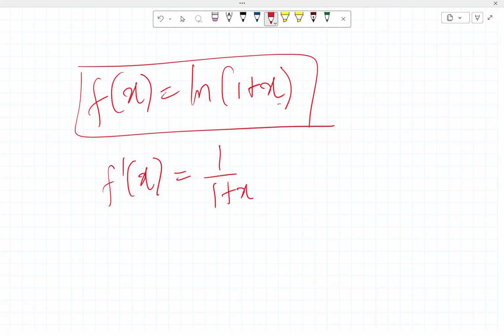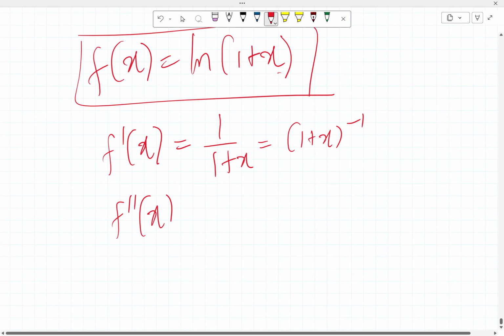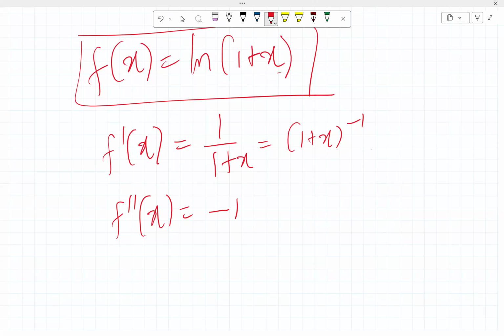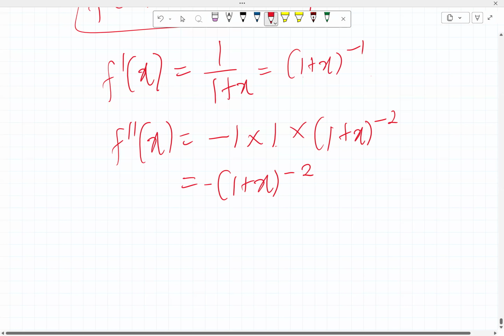And then, of course, that's the same thing as having (1 + x) raised to the power -1. So that's easier for other derivatives. So for f''(x) now, to differentiate this, we use function of a function. So differentiate, bring down the power, that's -1. Differentiate inside: differentiate 1, that's a constant, that's 0. Differentiate x, you get 1. Then the original thing, that's (1 + x) raised to the power -2. So that means f''(x) is -(1 + x)^-2. Okay, the minus is outside here too.